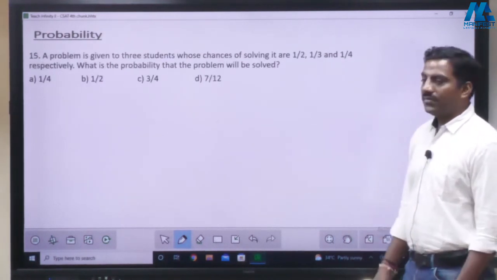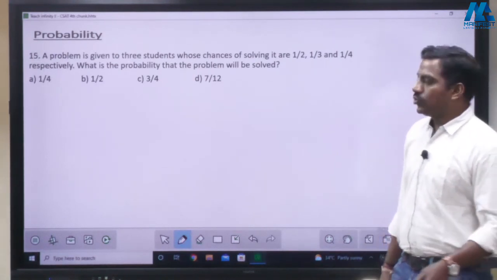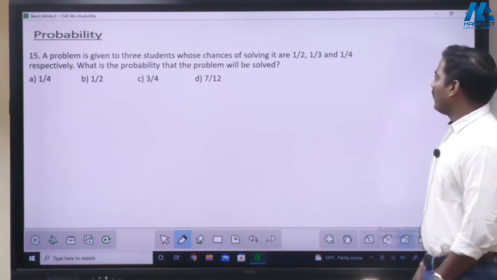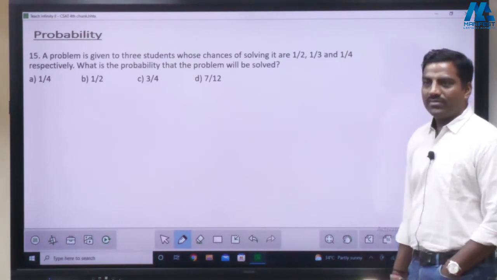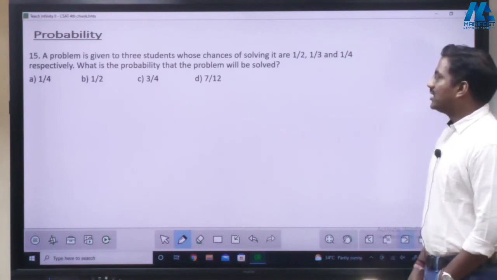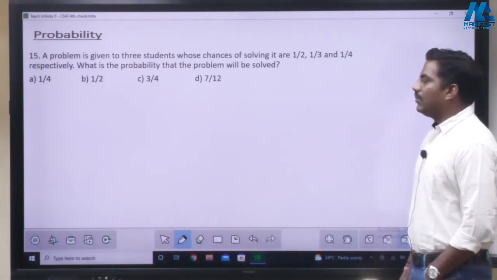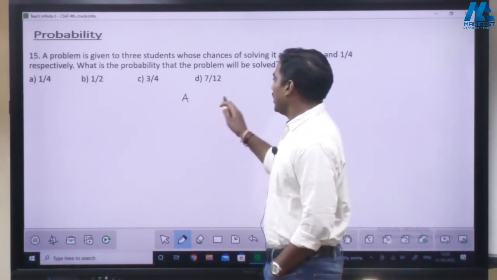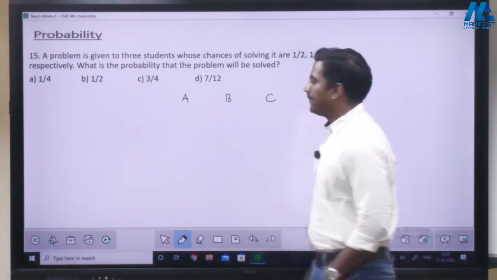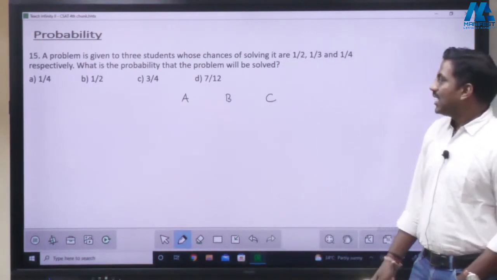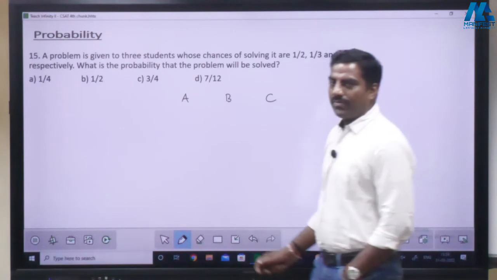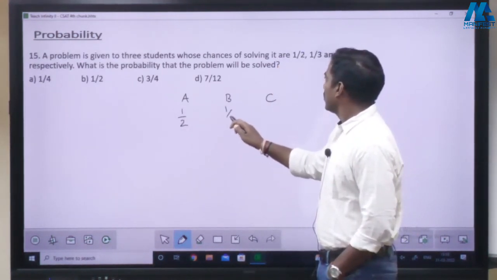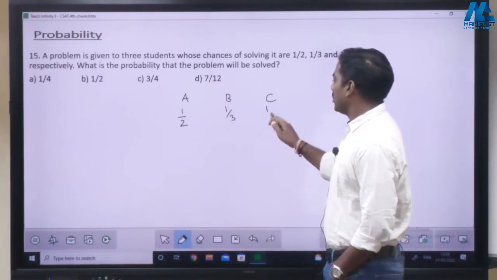Similar. A problem is given to 3 students whose chances of solving it are half, 1/3, 1/4 respectively. What is the probability that the problem will be solved? Let's say A, B, C are there. Chances of A solving is how much? Chances of B solving? Chances of C solving?